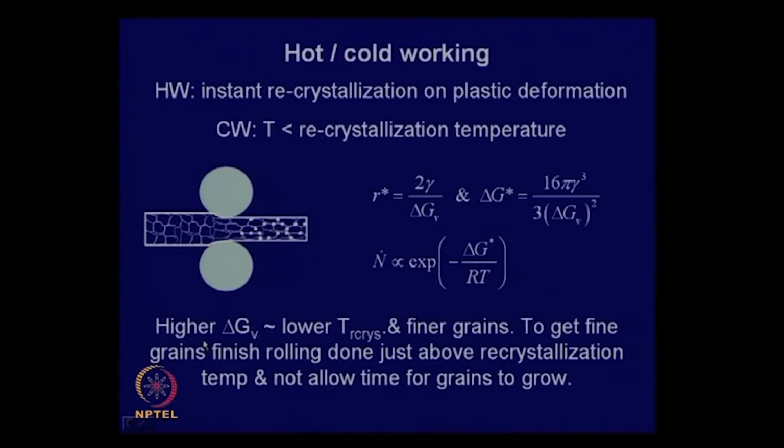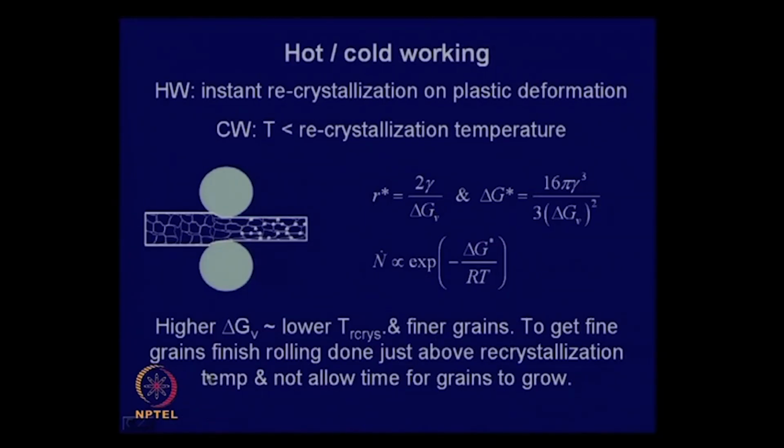So, the key to getting a fine grain structure is a high amount of deformation. Per pass, try to give as high a deformation as possible, and this will give a lower recrystallization temperature. The recrystallization temperature also depends on this activation hill, because the nucleation rate becomes quite high. So, this also indirectly affects the recrystallization temperature, and your critical nucleus radius decreases, therefore you have fine grain.